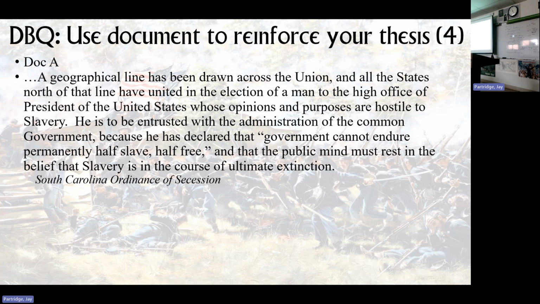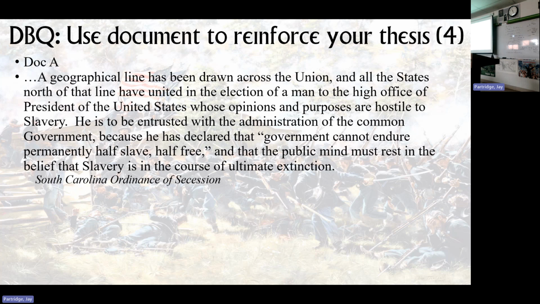Who's the man who's elected? Who are they talking about? Yes, Lincoln. Remember he said this at the Lincoln-Douglas debates? And basically this lays out why they seceded, doesn't it? This lays it out. It's pretty clear.